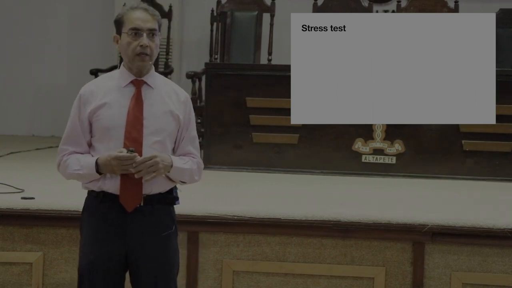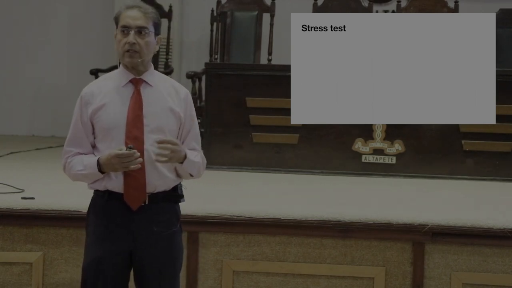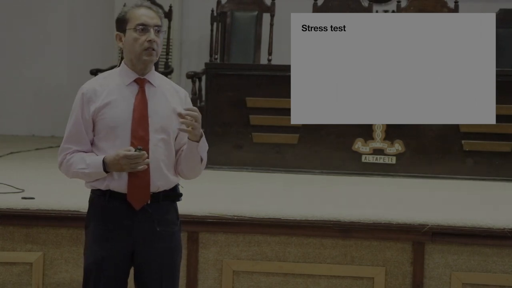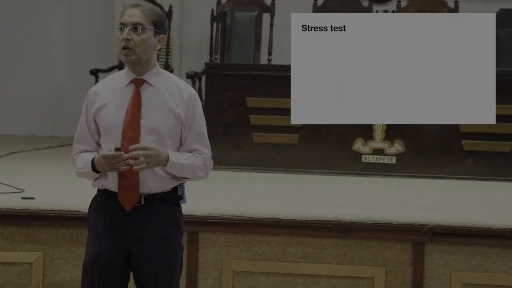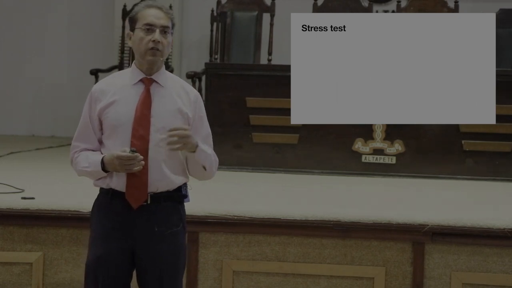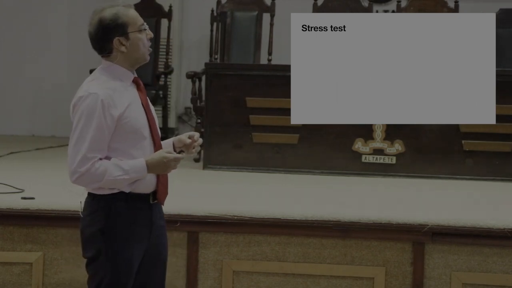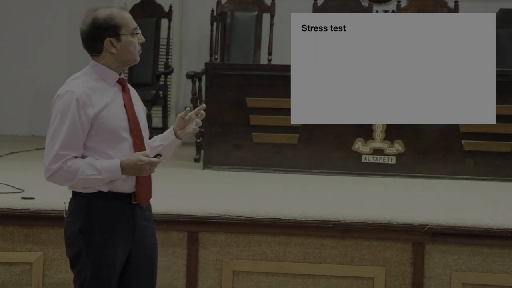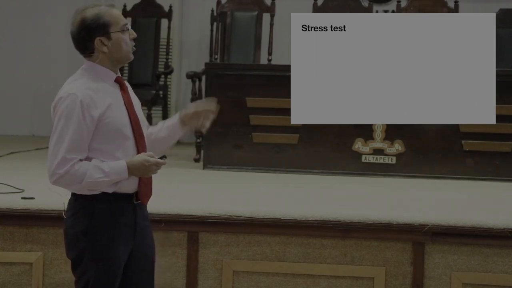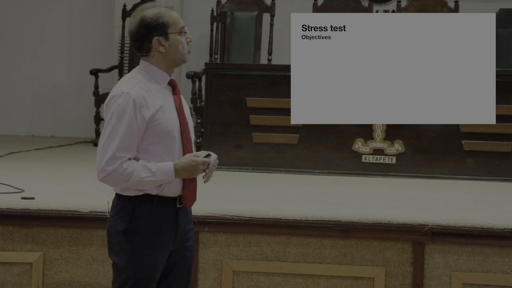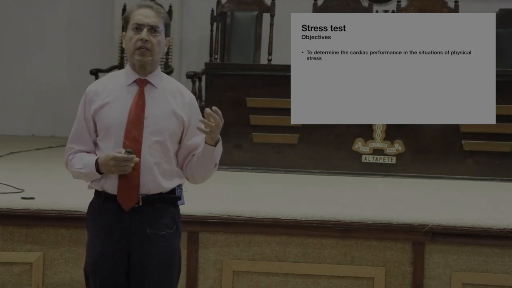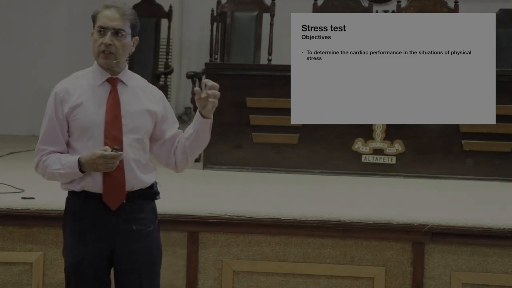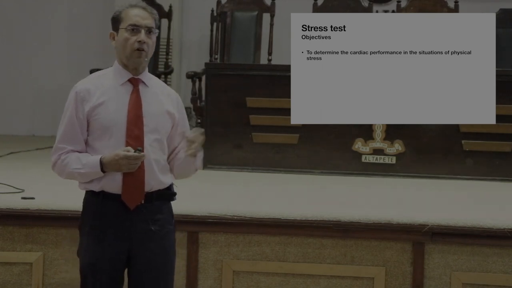Dobutamine causes an increase in myocardial contractility. That increases the oxygen requirement. And if there is ischemia, that can be picked up on dobutamine testing. So we use physical stress or pharmacological stress. The objectives are to determine the performance in the situation of physical stress or sometimes even emotional stress. What happens in the physical stress to the performance of the heart?